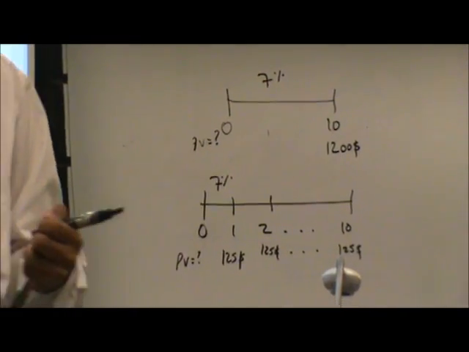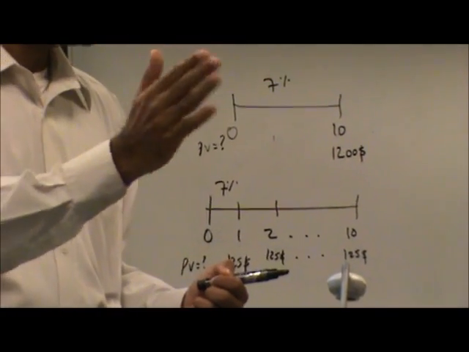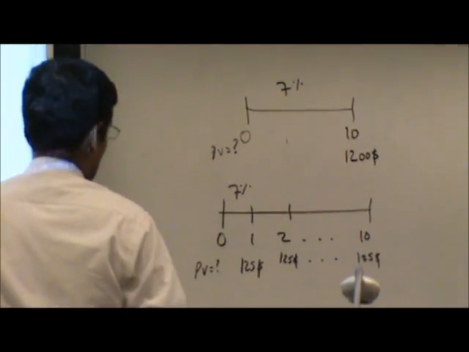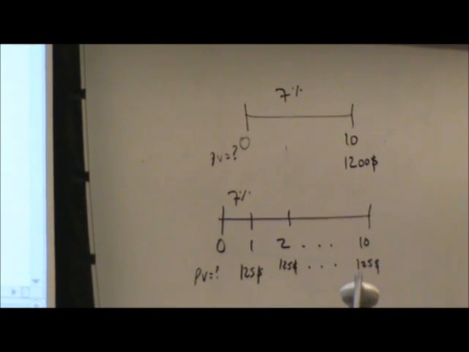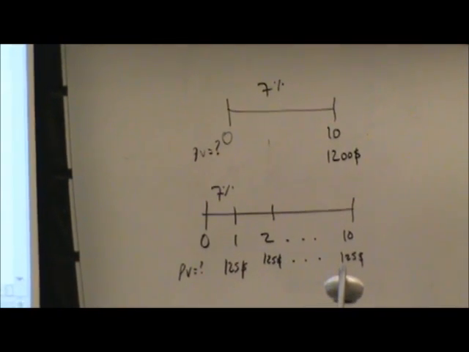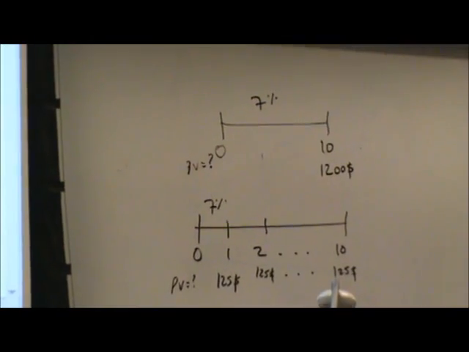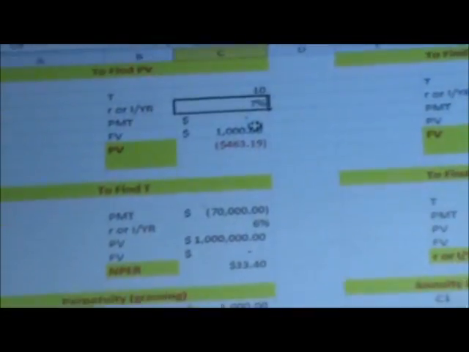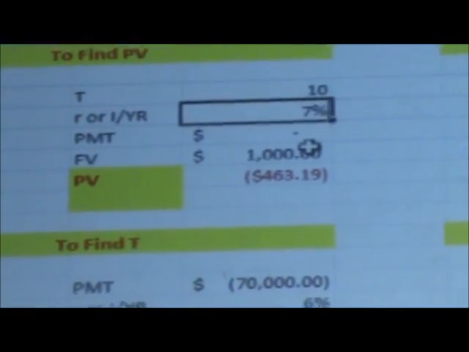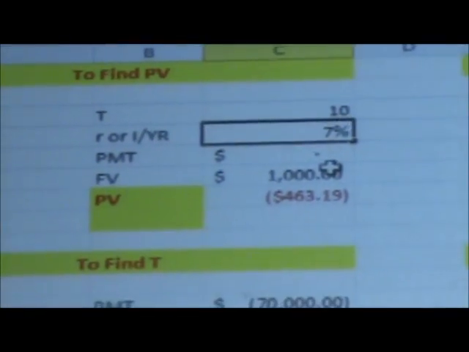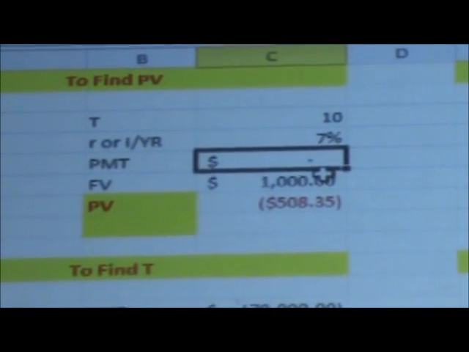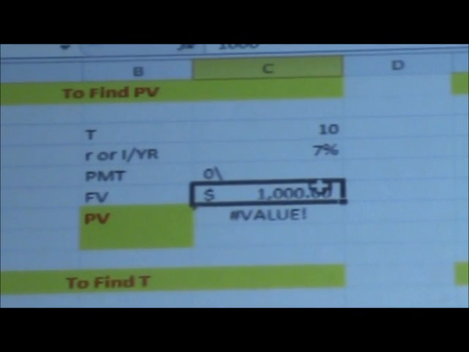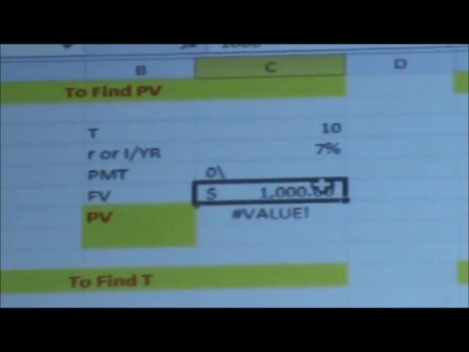Okay. So as long as you can keep each piece separately, you should be able to figure out what the cash flows are. So for example, let's take this one. You have to find present value. So T is 10, interest rate is 7%. Again, when you use Excel, don't forget the percentage sign. If you give 7, Excel interprets it as 700%. Right? So it's 7% or 0.07. So there's no payment, so you have to give 0. And then the future value is 1200.